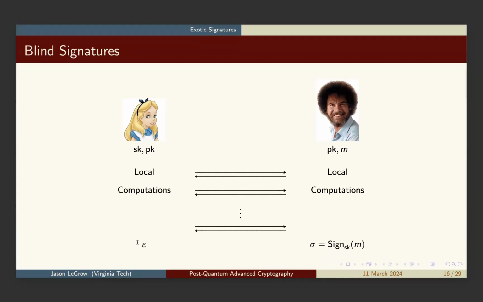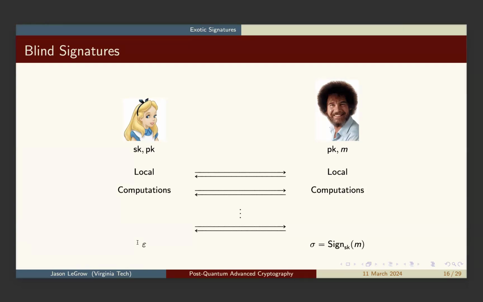Alice learns nothing. So Bob comes to Alice and says, I want you to sign something. She says, great, let's do it. They talk. At the end of the day, Bob gets the signature and Alice doesn't even know what she signed, nor does she even know the signature. She learns really nothing. So it sounds like, why on earth would you ever want this? But it turns out this is a very important class of protocol.